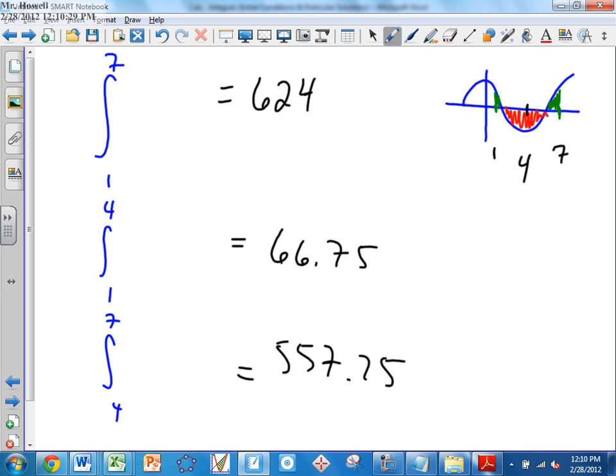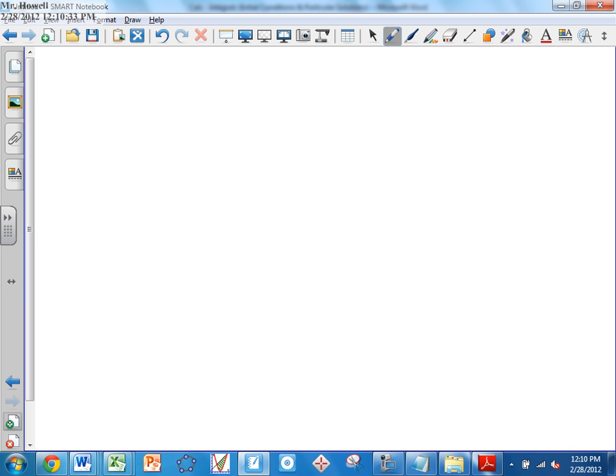What about the four? Oh, sorry, there was a four to one. The fourth one is just practice with cosine and sine. So it is the integral of cos x dx. The limits are negative pi over 4 and 3 pi over 2.